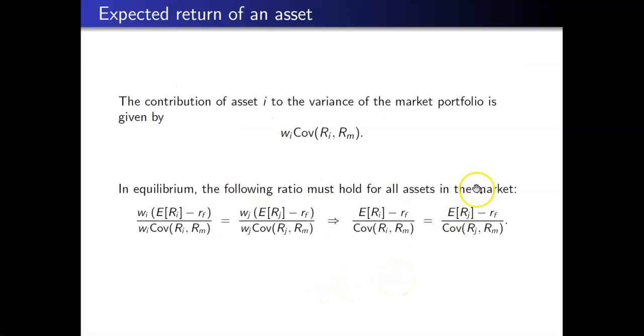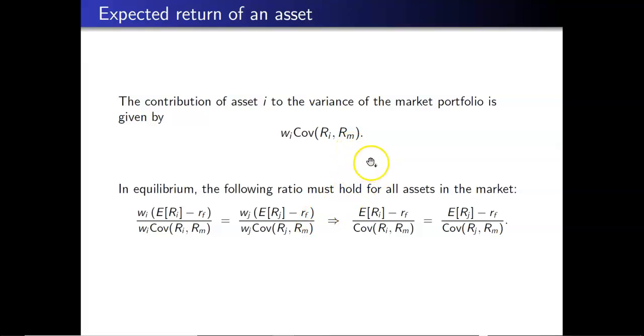Now, the contribution of each asset to the variance of the market portfolio is given by this: the weight of the asset in the market portfolio times the covariance between the return of this asset and the return of the market portfolio. This is a proof that is beyond the goal of this class, but it's not a difficult proof to make.